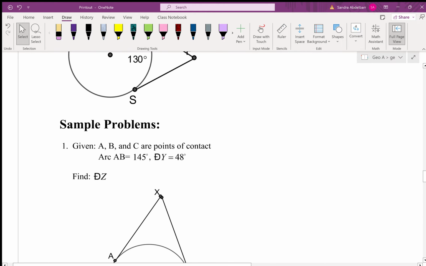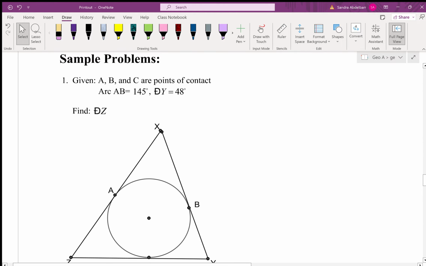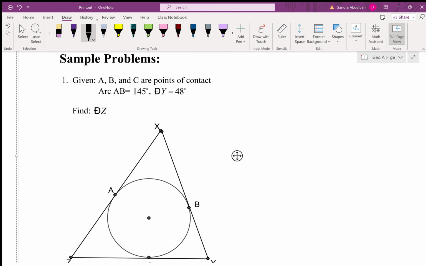I just did that exact problem. All right, let's go to sample problem number 1. Given A, B, and C are points of contact. Arc AB is 145. I don't know why my computer keeps doing this, but this should be an angle symbol. Does yours say angle? Yeah. Okay, good.